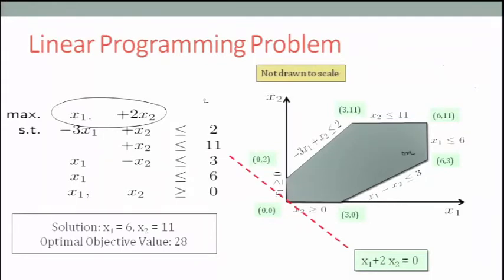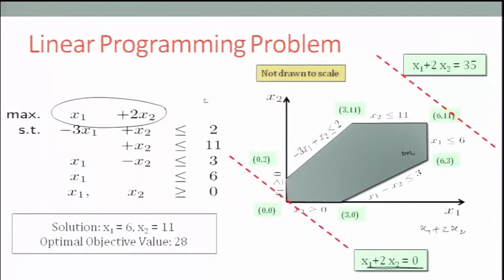We have x1 plus 2x2, and we can look at all the points for which x1 plus 2x2 equals 0. That forms a straight line. We can look at all the points for which x1 plus 2x2 is 35. That forms a straight line, and so on and so forth. So if you say x1 plus 2x2 equals some c, you get a parallel family of straight lines like this for various values of c. As c increases, you go in this direction, and as c decreases, you go in this direction.